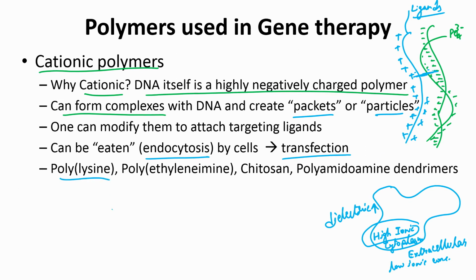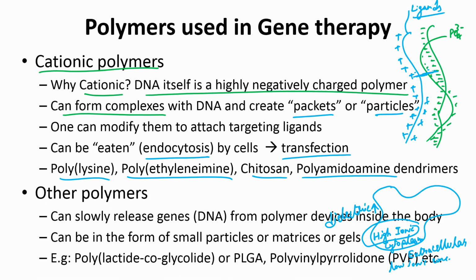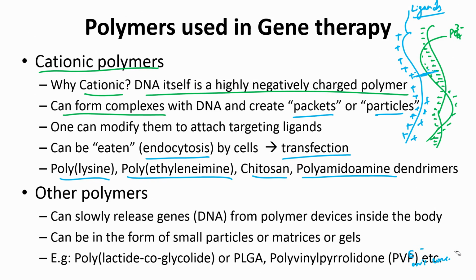There are a few polymers that are particularly good at this, and some of these are polylysine, polyethylenimine, chitosan, and polyamidoamine dendrimers. Here are just some examples that I am giving you. You can use other polymers also, it does not have to be a cationic polymer, but it is just seen that cationic polymers are much better at this than any other type of polymers.